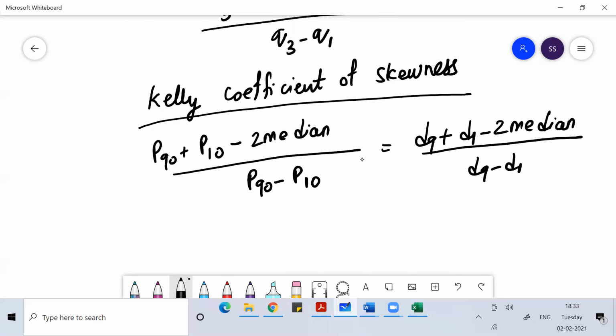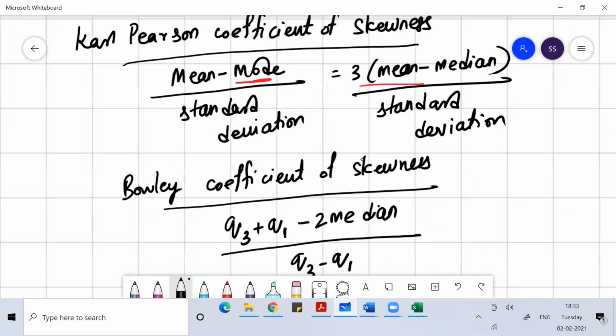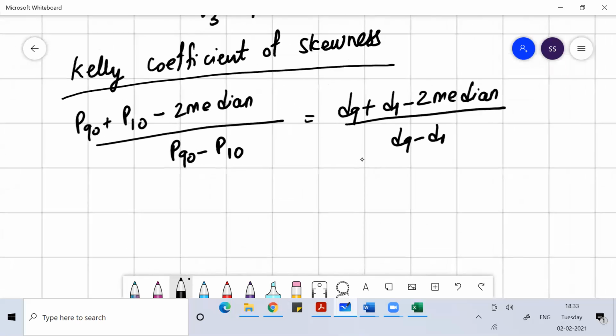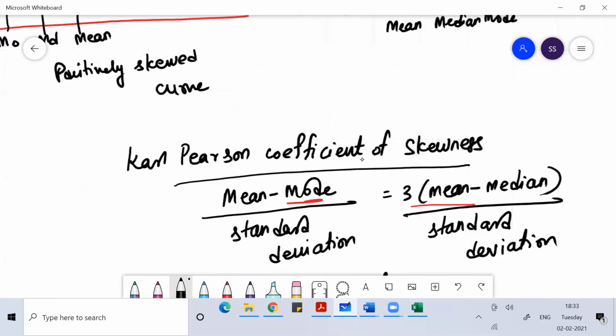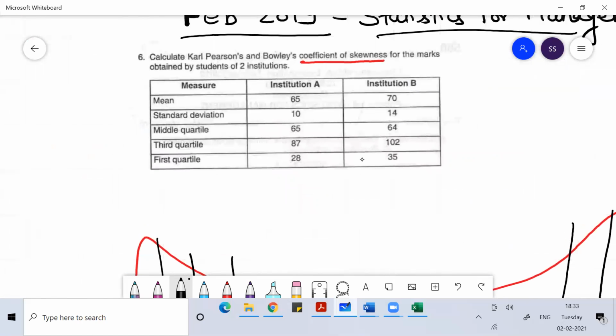So these are the formulas by which we can measure the skewness. Either you can use the Karl Pearson coefficient of skewness, the Boyle coefficient of skewness, or the Kelly coefficient of skewness. Ultimately, by using them, we can determine the coefficient of skewness.